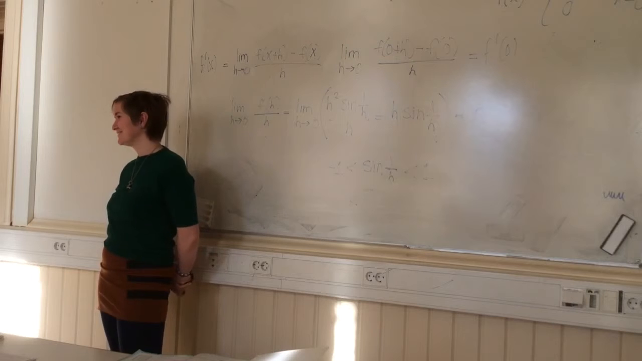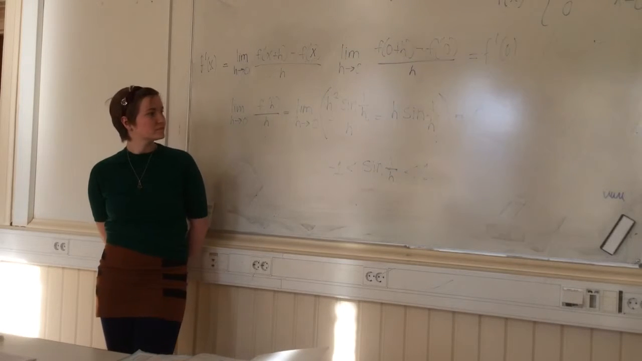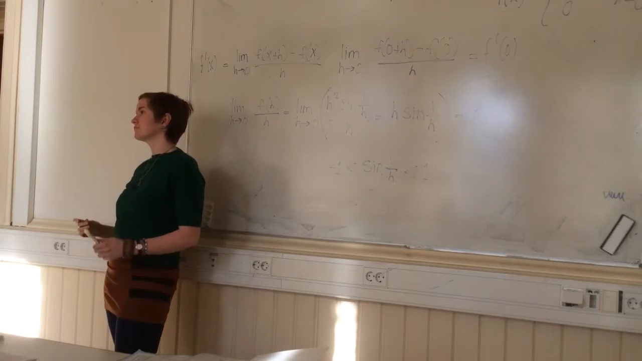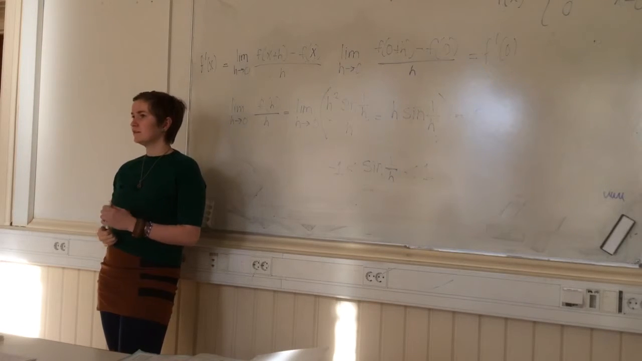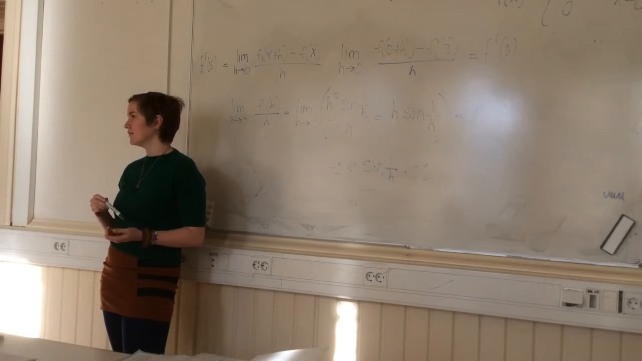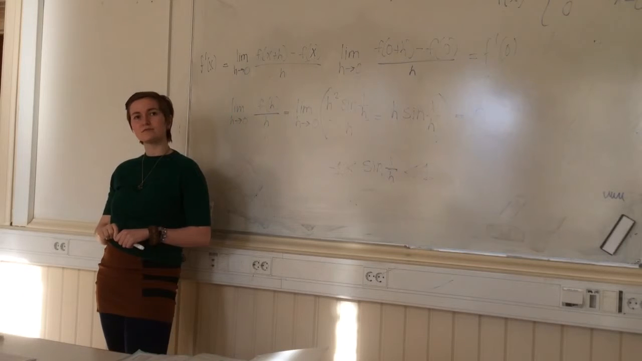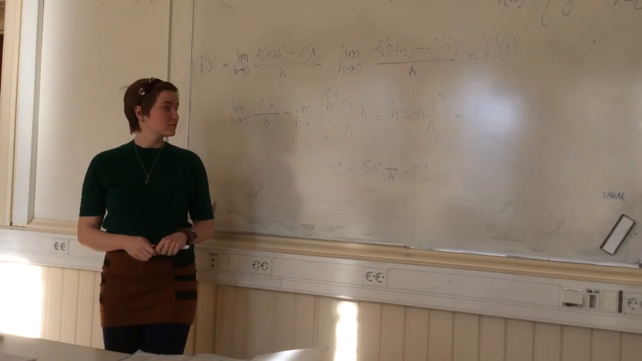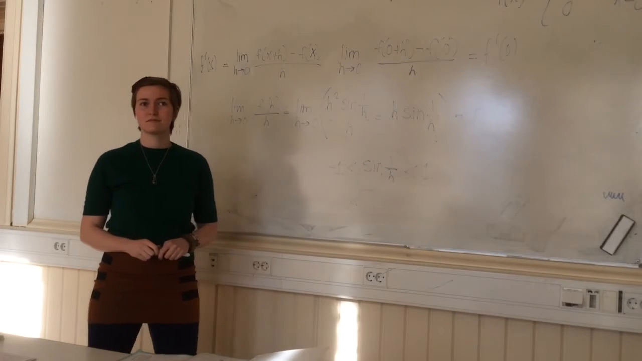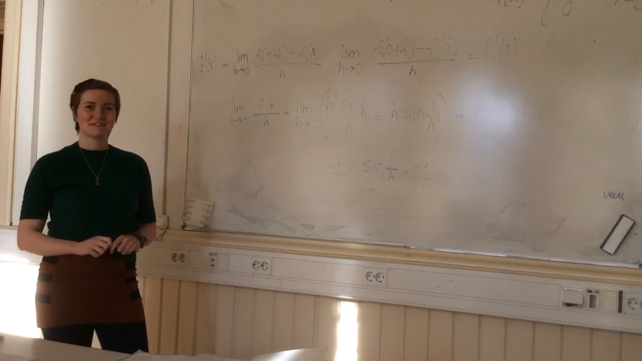So you say that h times sine of 1 over h is equal to 0 because h is going towards 0, or because sine 1 over h is going towards 0? Sine 1 over h is always between 1 and minus 1. And h goes to 0. So it's because h goes to 0. What is the theorem you're using here in order to prove that limit? Squeeze theorem, right? Squeeze theorem.